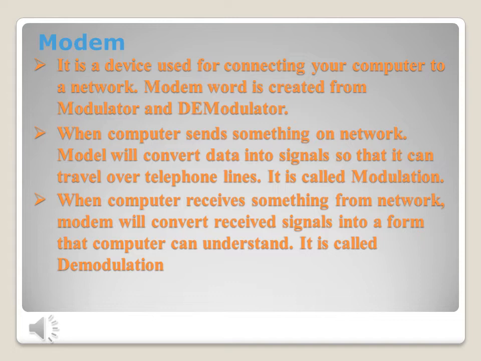So the data will be transferred in the form of signals. At the other end, when a computer receives something from a network, the modem will convert the signals into the computer understandable form, that is the binary form again. This process is called demodulation. You can see the picture of a modem in the given slide.